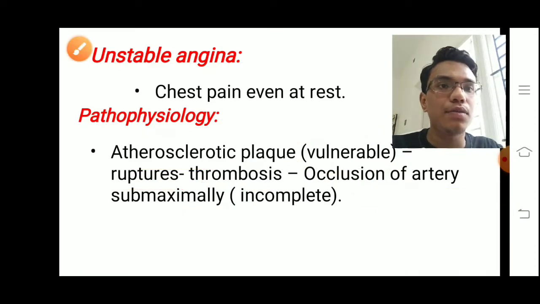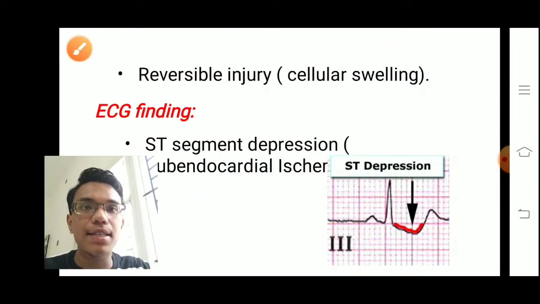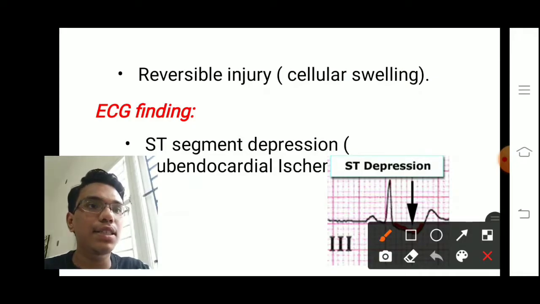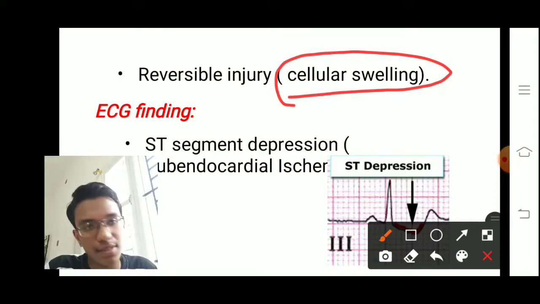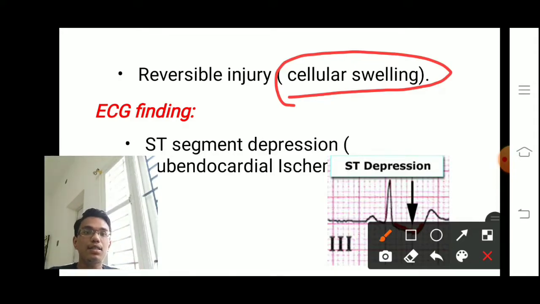Okay. Now we have seen the pathophysiology part, and it is a reversible injury, that is, cellular swelling occurs. The morphological feature of reversible injury as per Robbins is the cellular swelling. And what is the morphological feature of irreversible injury?